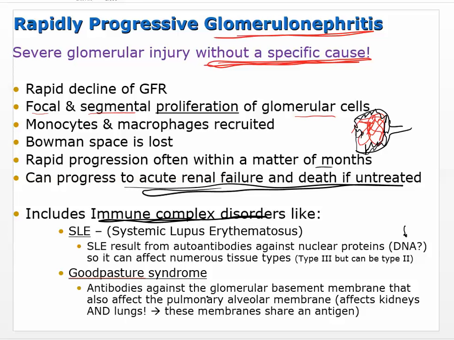Goodpasture syndrome, which is antibodies against... So this is actually when antibodies attack parts of the glomerular basement membrane that also affect the pulmonary incidentally. So we're talking about the kidney right now. So we say, oh, well, it hits the glomerular basement membrane. That's interesting because that's right here in the kidney. But one of the hallmarks of Goodpasture syndrome is that it also seems to affect the lungs, the pulmonary alveolar membrane.